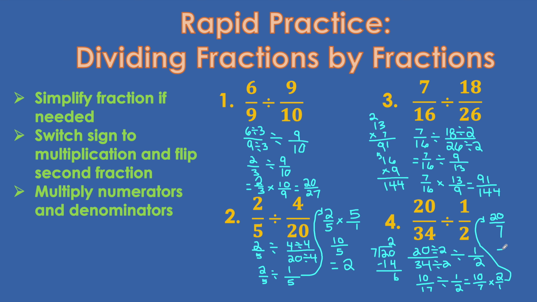So our answer for a mixed number, we want a whole number and a fraction. Our whole number is this number right here. Our fraction, the numerator, is going to be this remainder. Denominator is going to be this number right here, and it's basically kept the same. So our final answer is 1 and 3/17.